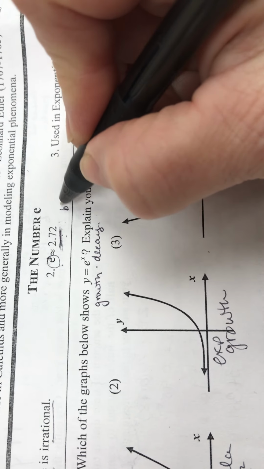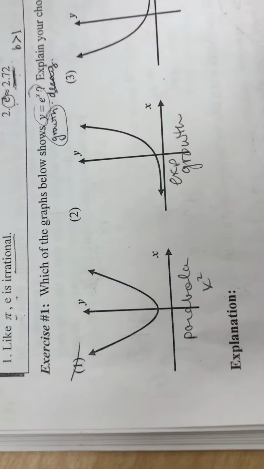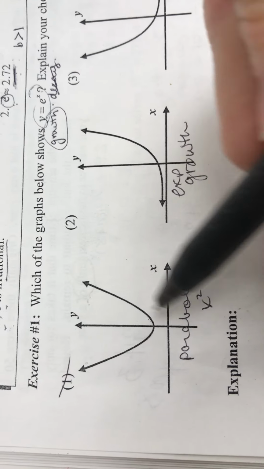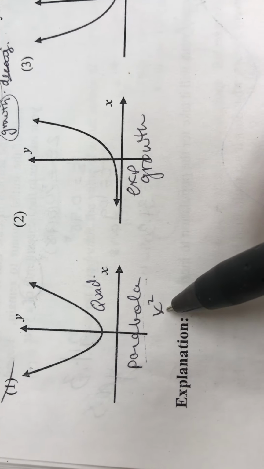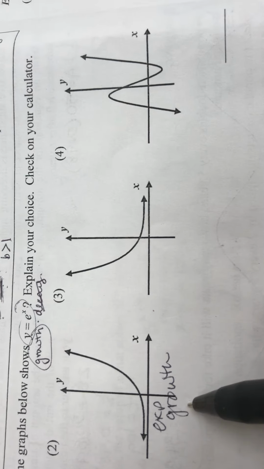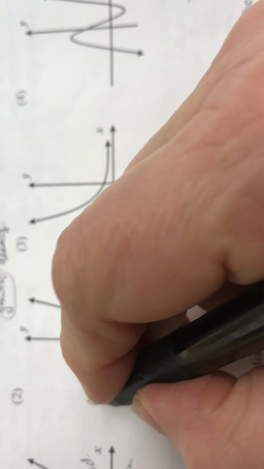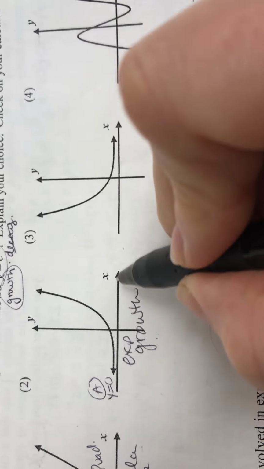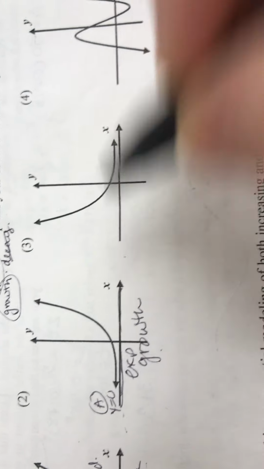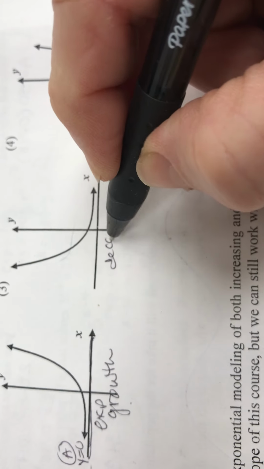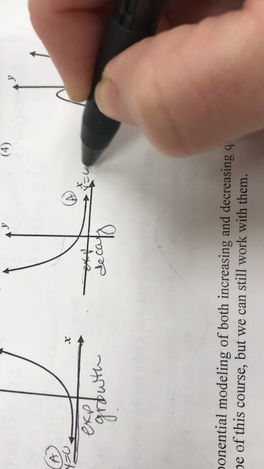2.718 is greater than 1, so this is a growth. So let's look at these choices. The first choice is a U. You know that that's a parabola or a quadratic equation, an x squared type problem. This is an exponential growth because it's going up as you go to the right, and it has an asymptote, by the way, of y equals 0. It's crossing the y-axis here, and it's never going to touch or go below it. This is a decay, an exponential decay, also with an asymptote of y equals 0.